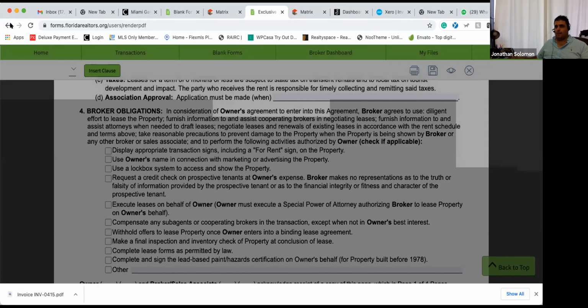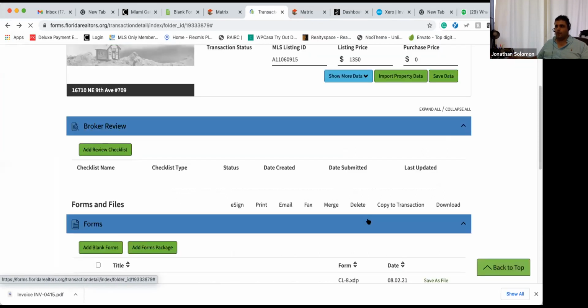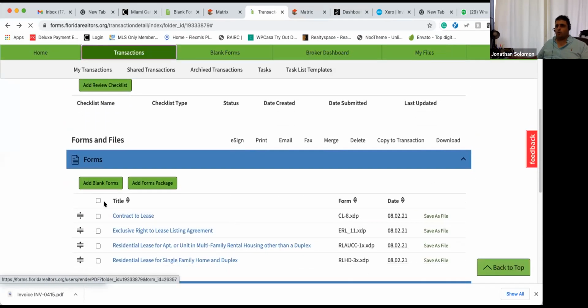So that's it. We covered a huge amount of information today, almost everything that we needed to know about residential lease. We have one last part before we go.